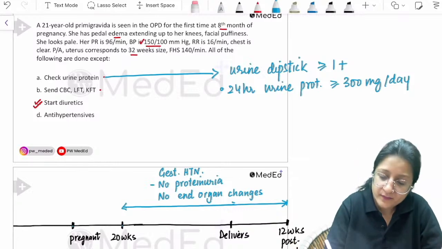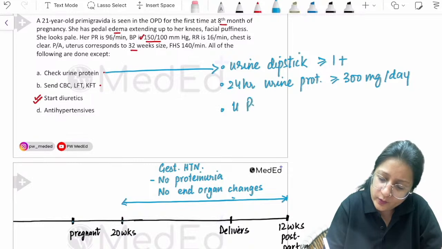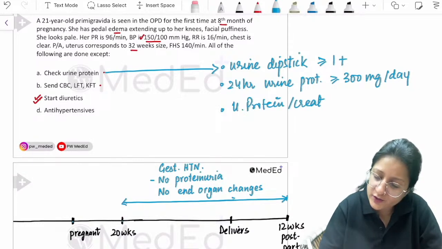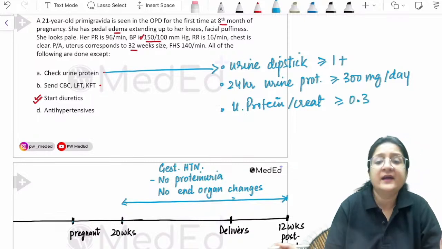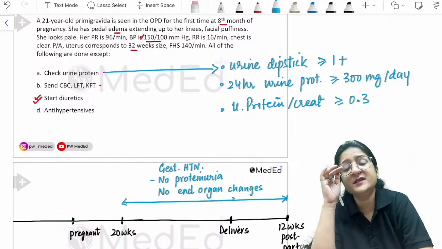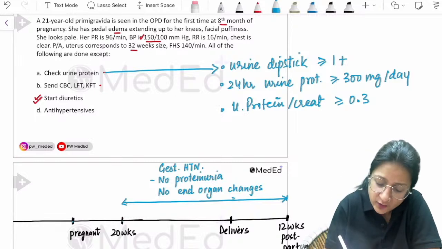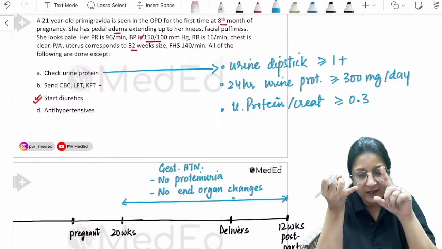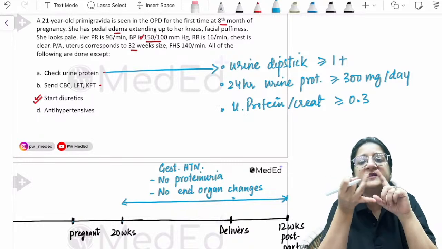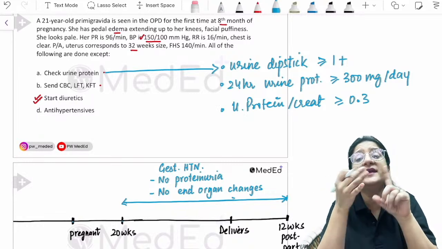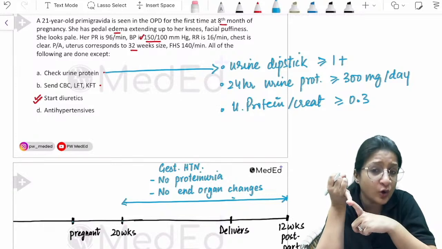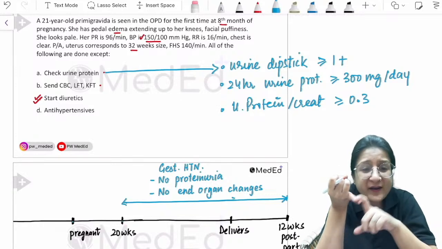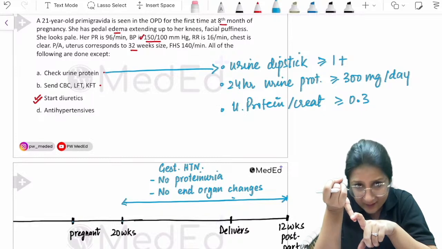Right? Or there can be a urine protein to creatinine ratio more than or equal to 0.3, right? So this will be the definition for significant proteinuria, and you have to check for end organ changes. So that is why we were sending the CBC. In CBC we'll see the hemoglobin, we'll see the hematocrit also, but what will be the end organ change? Platelet count low, thrombocytopenia, less than 1 lakh, right?